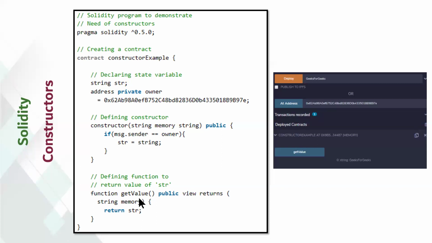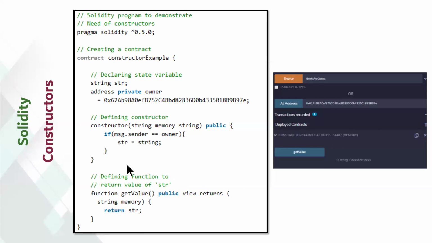Function getValue: this function is defined to retrieve the value of str. It's marked as public and view because it only reads the state of the variable and doesn't modify it. So this function returns the value of str.